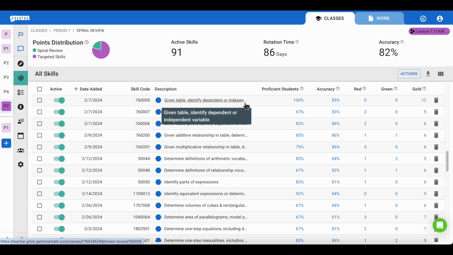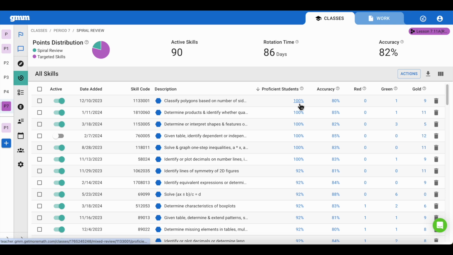You could also choose to order by date added and find similar skills within the same date. This skill asks students to identify the dependent or independent variable when given a table, while the skill below it asks students to do the same given a table or a graph. Since they are both similar skills, I may decide to deactivate the skill in which only the table is given.